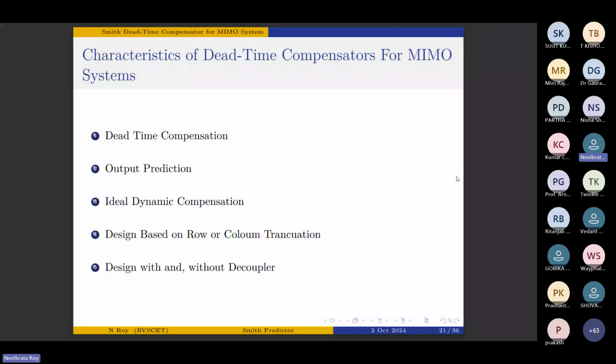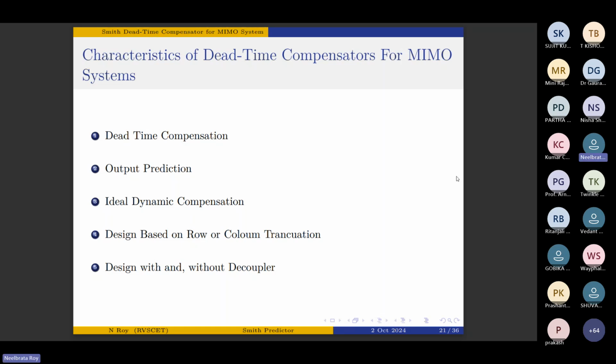It is to be noted here that for designing a dead time compensator for MIMO systems, all these three properties might not get satisfied. If either of the two properties gets satisfied, we can say that it is a dead time compensator. Most dead time compensators have the first and the second property satisfied. The third property might not get satisfied many times.